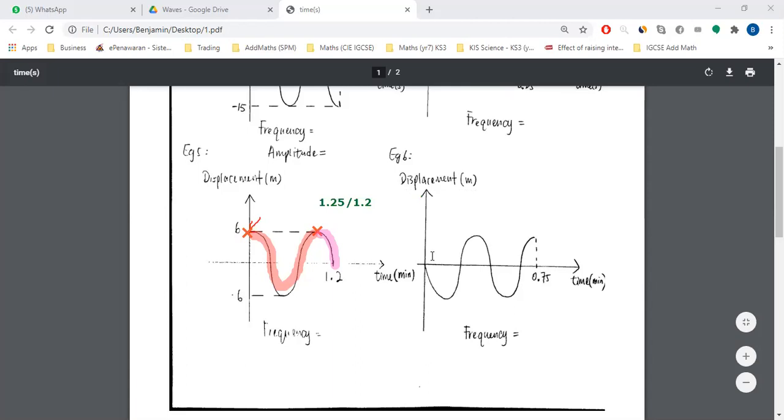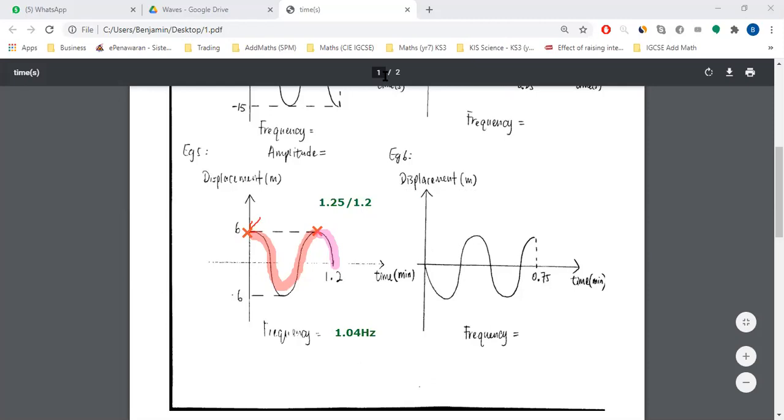Okay, so I already sent you this worksheet. Later you can fill it out. You can take a screenshot first. So 1.25 divided by 1.2 is 1.04 frequency, 1.04 hertz.